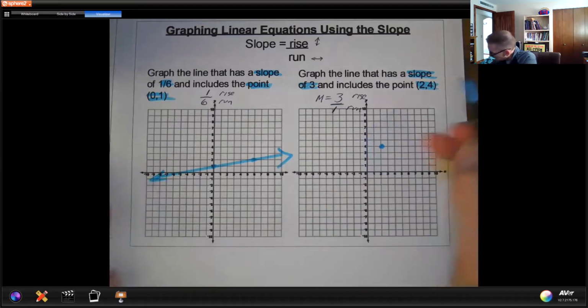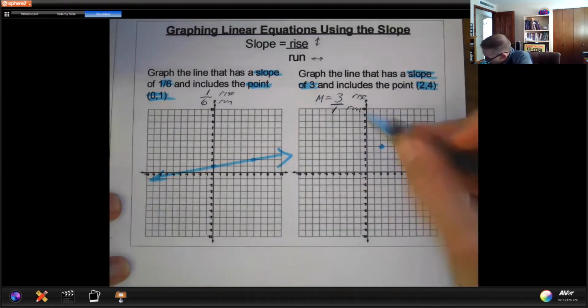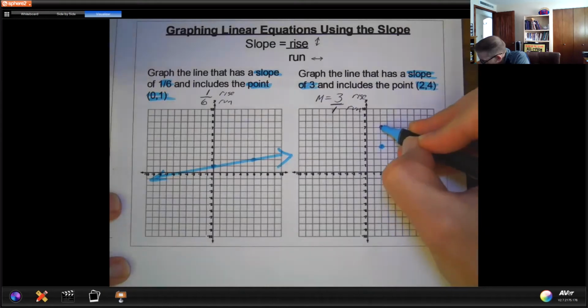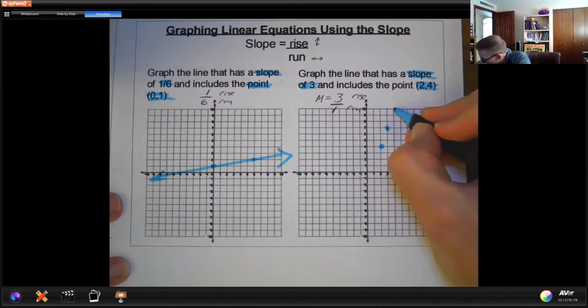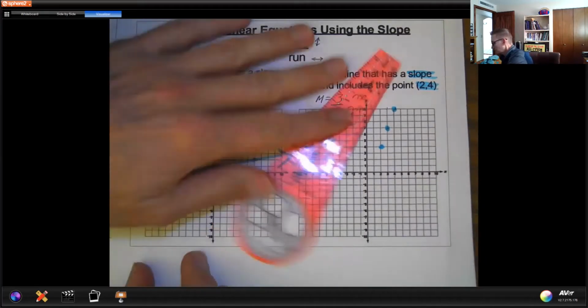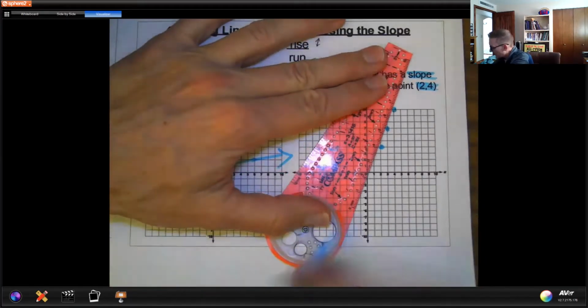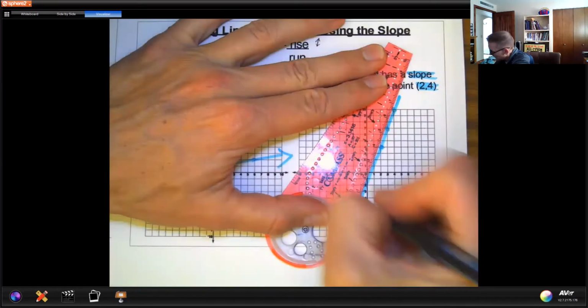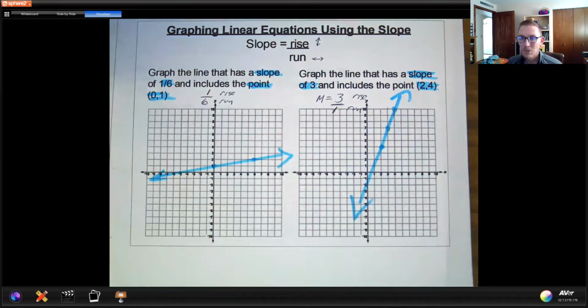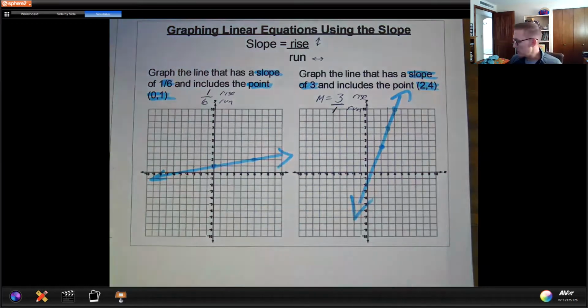So let's go back to this blue dot I drew. I am going to rise 3 and run 1. 1, 2, 3, and run 1. Do it again because I've got room. 1, 2, 3, run 1. And now I'm going to draw my line through those points. And we're good to go. So 2 clues, a point and a slope.